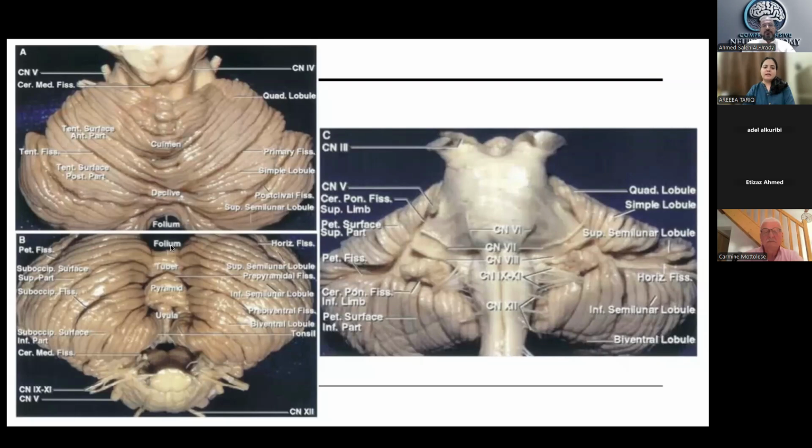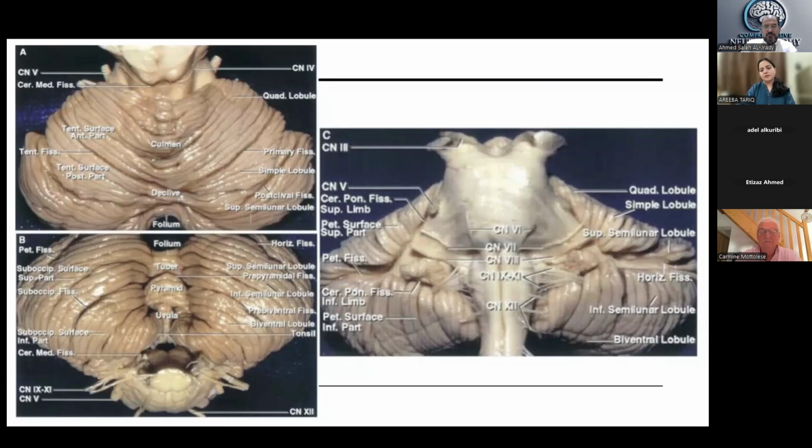Continuing on the suboccipital surface, the folium is there in the midline. Beneath it are the tuber, pyramid, and the uvula, the lowermost part. Now, the main fissure present on this surface is the suboccipital fissure, as the name suggests, because it is the suboccipital surface of the cerebellum, and it divides the cerebellum into a superior part and an inferior part.